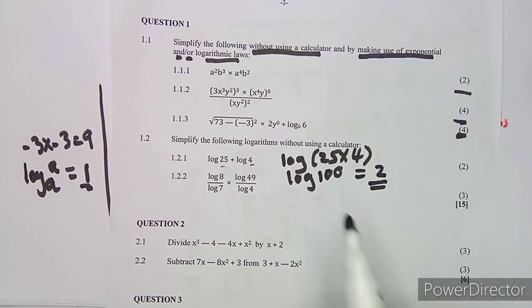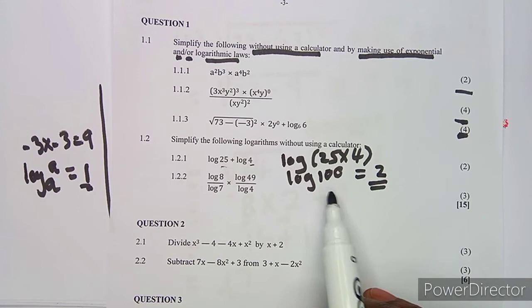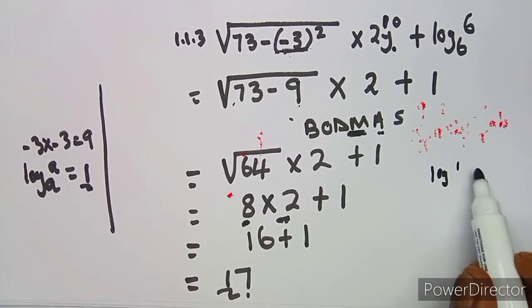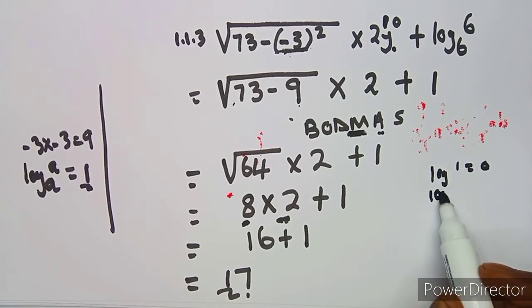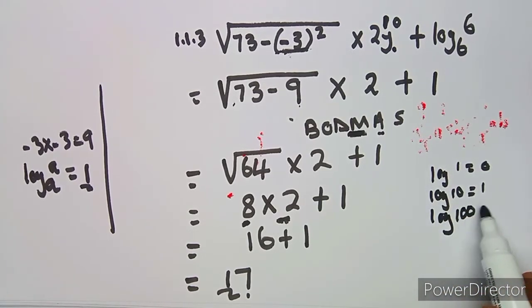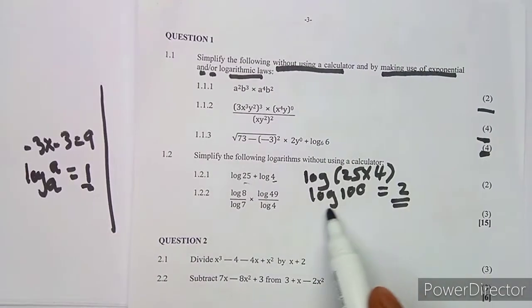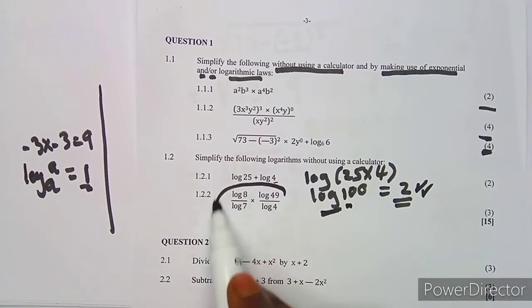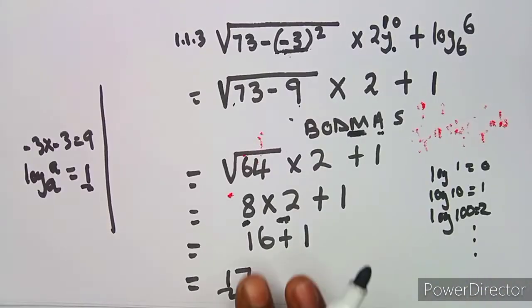I think I talked about this logarithm of base 10. Logarithm of 1 in base 10 is 0. Logarithm of 10 in base 10 is 1. Logarithm of 100 in base 10 is 2, and so on and so on. So you can't leave your answer like log 100, it's a 2. All right, then what about this part here on 1.22?